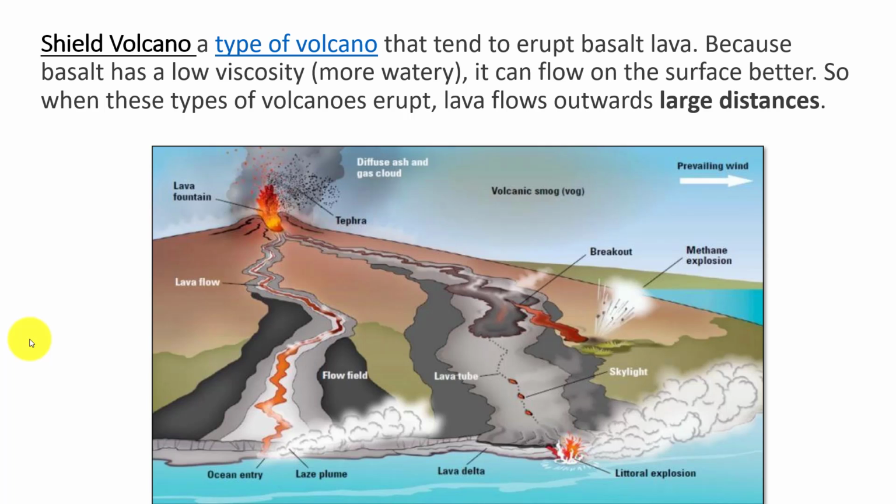So here are just some of the parts of a shield volcano. Take special note of the lava flow, and there's something called a flow field. Lava tubes are areas that have different openings and different stages of the hardening of the lava. And then there is obviously the ash and the gas cloud present with this kind of volcano as well. And there's the origin of that molten rock.